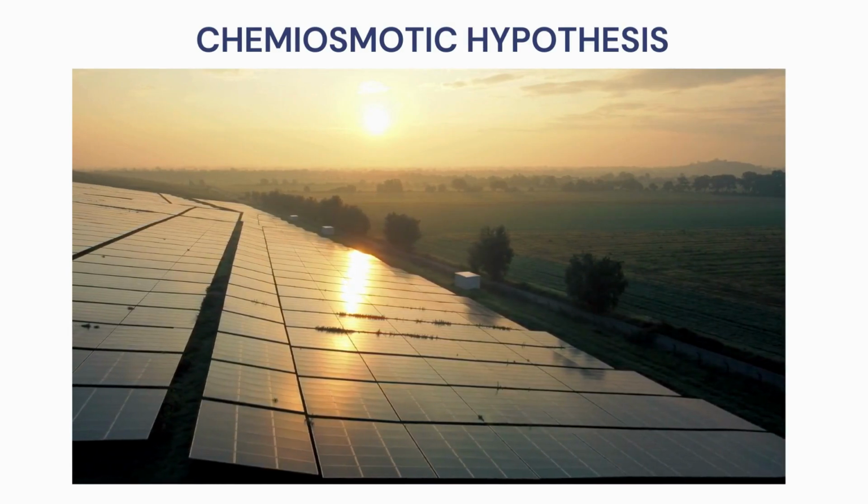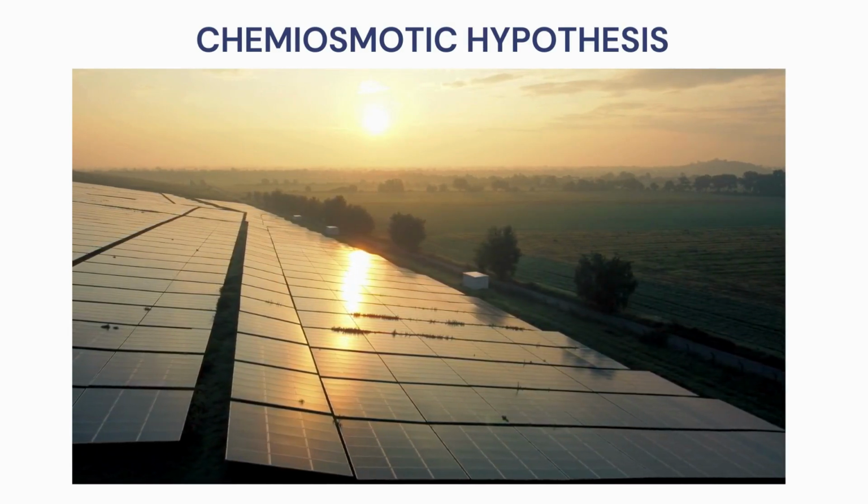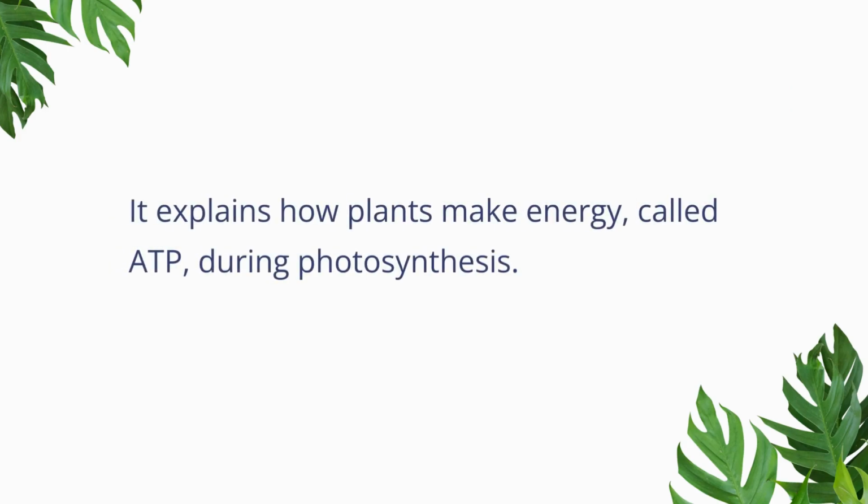Let's talk about a process in plants called the chemiosmotic hypothesis. Don't worry, it sounds big, but it's actually simple. It explains how plants make energy called ATP during photosynthesis. Let's break it down into 3 easy steps.